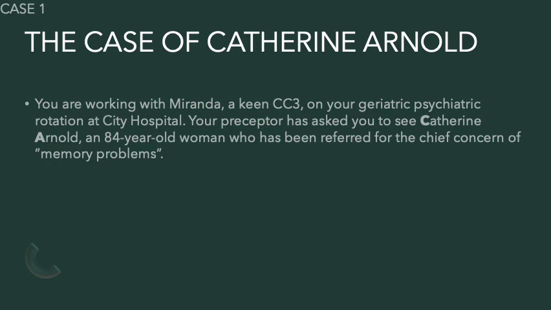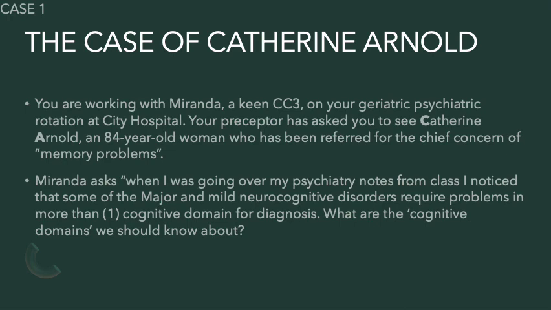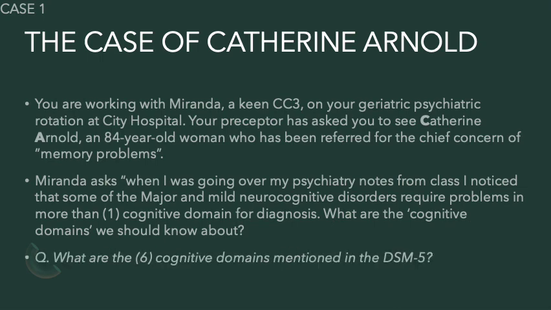Case 1, the case of Catherine Arnold. You're working with Miranda Akeen, CC3, on your geriatric psychiatry rotation at City Hospital. Your preceptor has asked you to see Catherine Arnold, an 84-year-old woman who has been referred for the chief concern of memory problems. Miranda asks, when I was going over my psychiatry notes from class, I noticed that some of the major and mild neurocognitive disorders require problems in more than one cognitive domain for diagnosis. What are the cognitive domains we should know about? And so my question to you would be, what are the 6 cognitive domains mentioned in the DSM-5?